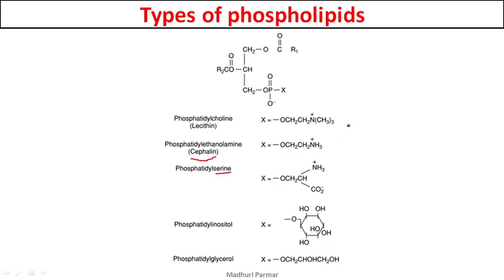Then you have phosphatidyl serine. Serine is an amino acid. You write it down like this, NH3, and then you have the alpha carbon, which is CH. Then you have the COOH. The R group here, the serine R group, is what? It is CH2.